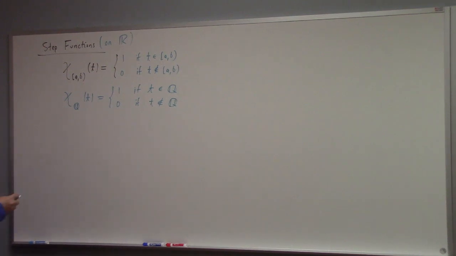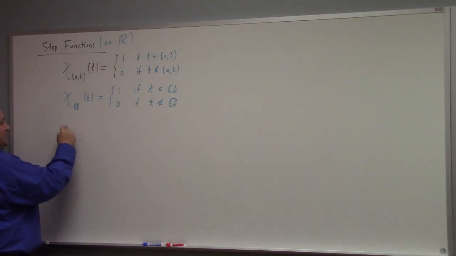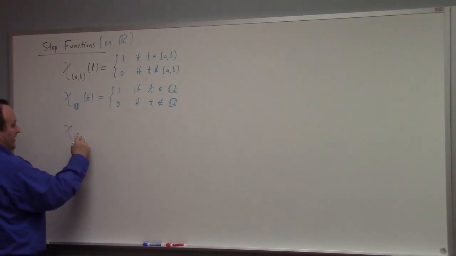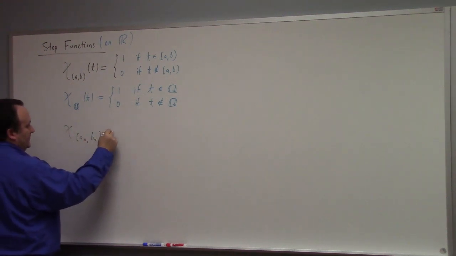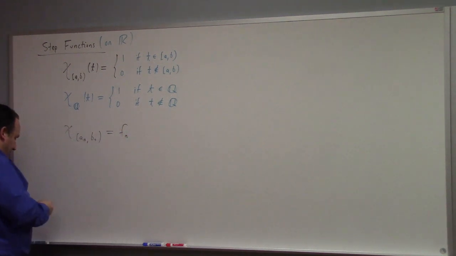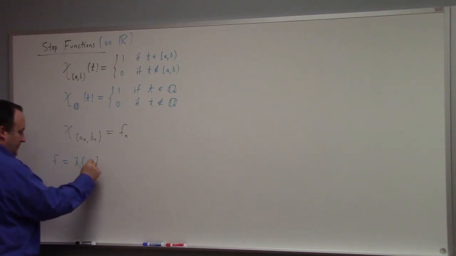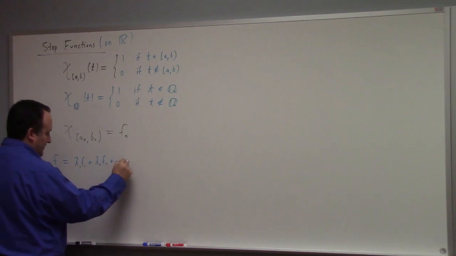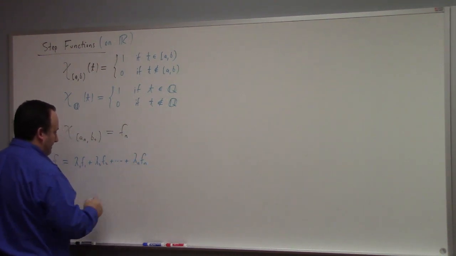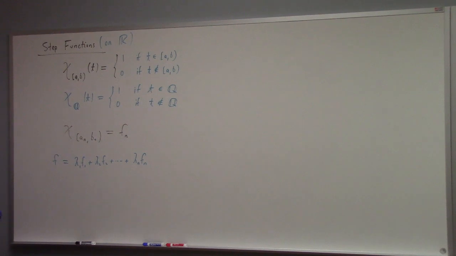Anyway, so he introduces a little bit more notation, something like this. The characteristic function on, say, an to bn, he denotes by fn. And he says a step function is something that looks like this: F is equal to lambda 1 f1 plus lambda 2 f2, plus and so on, plus lambda n fn. So a step function is a linear combination of characteristic functions on half open intervals like this for him. That's his definition of step function.